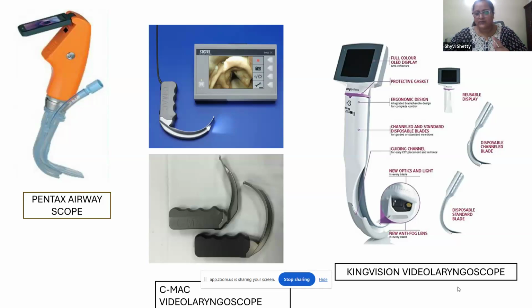Then we have the King Vision video laryngoscope. It is a durable, fully portable digital video laryngoscope. It has a high quality reusable display and disposable blades. It comes in 2 versions. One is the channeled version and the other one is non-channeled. The channeled version will allow an ET tube size of 6 to 8 mm. It also has an anti-fogging coat on the lens and prevents the blurring of view when we do a laryngoscopy.